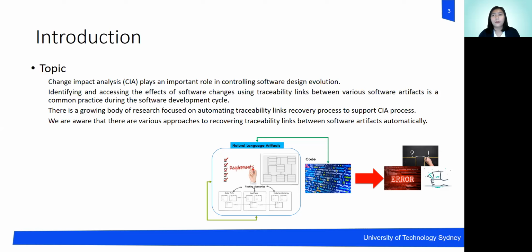Although it sounds simple, in real life it is hard to do change impact analysis manually because it is time consuming and error prone. So in recent years, there is a growing body of research focused on the automated traceable link recovery process to speed up change impact analysis. We are aware that there are various ways to recover the links between software artifacts automatically. So we want to find out more about the main differences between these approaches and the challenges in automating them, so that we can identify the gaps for future work.